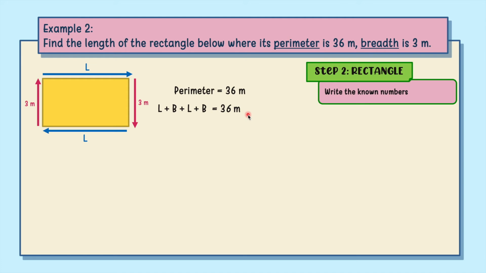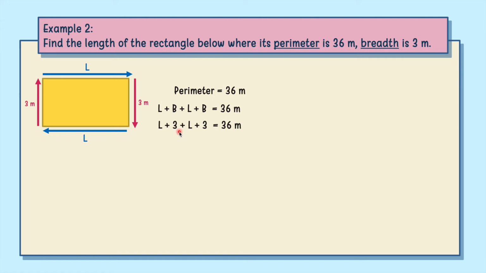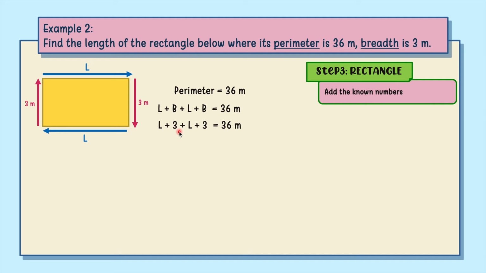Next step, write the known numbers. So what is the known numbers here? We know that the breadth from the question, breadth is 3 meter. So I'm going to write this b, or breadth, equal to 3 meter. So length plus 3 plus length plus 3 equal 36 meter. Step 3, add the known numbers. So the known numbers for this side is 3 plus 3. So 3 plus 3 is 6. Okay, so I'm going to write this down. L plus L plus 6 equal to 36 meter.